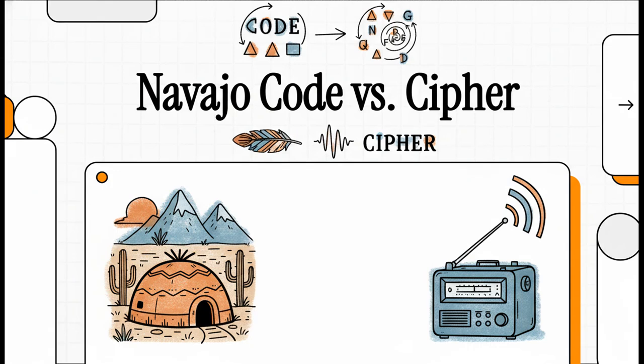Today we're going to get into something really fascinating, the difference between a code and a cipher. And we're going to do it by looking at what might be the most brilliant and totally unbreakable communication system ever created in history, the Navajo Code.